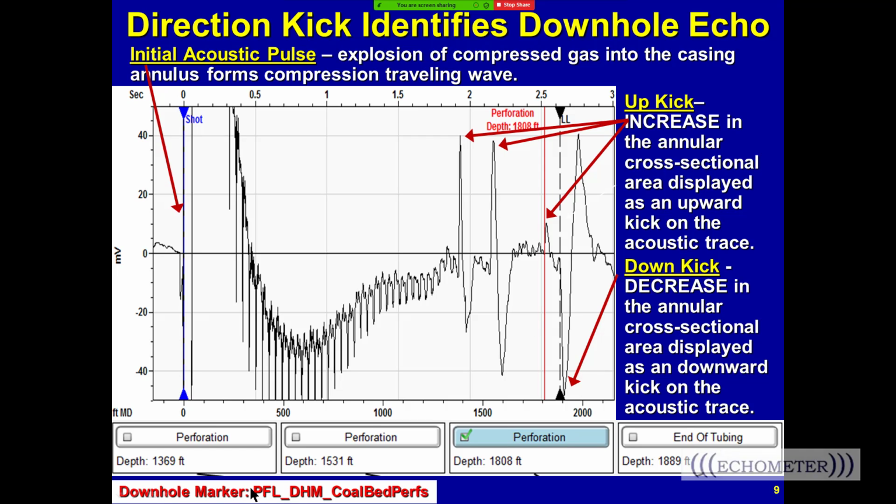Now, when you access the data that we're using for the presentations and install it in TAM, a folder will be created called Downhole Marker, and the name of this file will be Fluid Level PFL Downhole Marker Cold Bed Perfs. So here, this is what the acoustic trace without the wellbore shows.